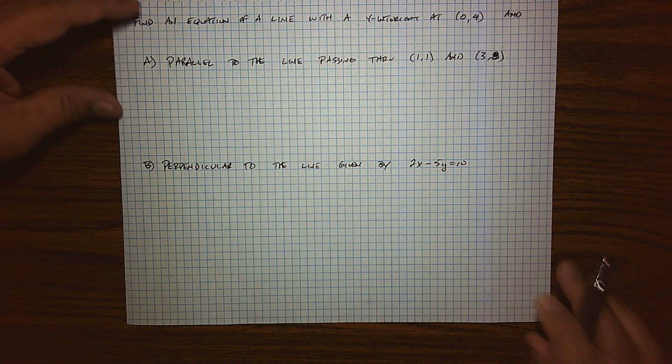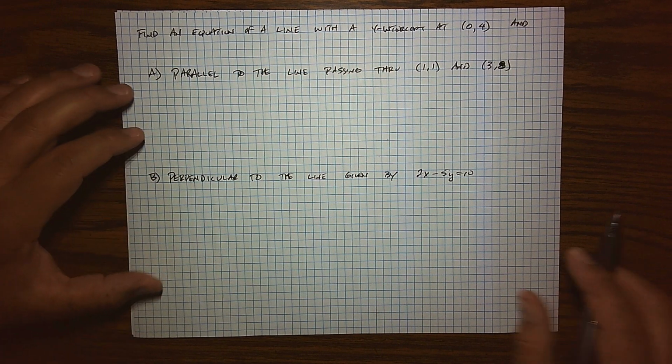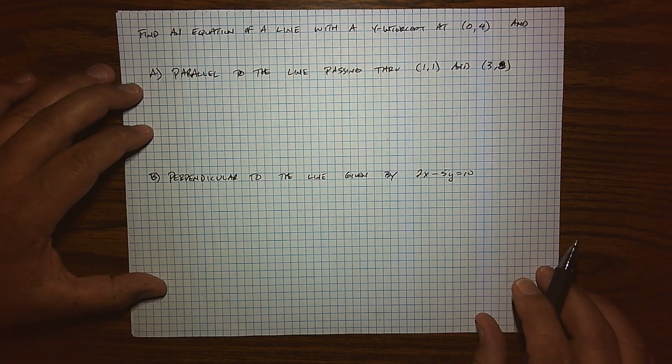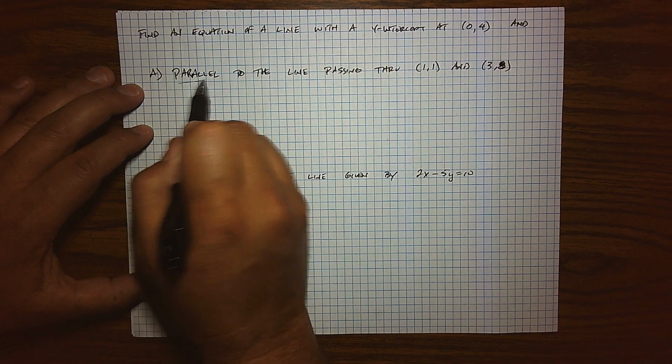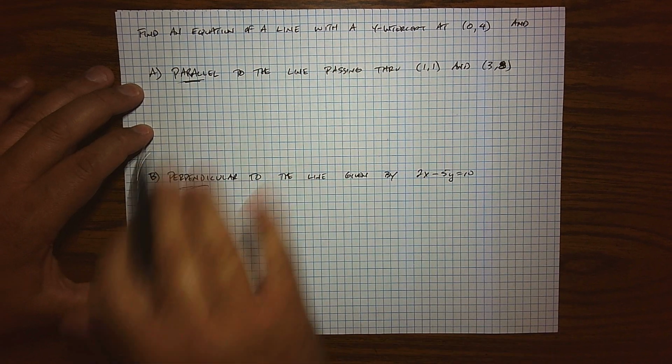Okay, so last topic for our review of Chapter 3. We're still trying to find equations of lines, but I'm adding a little bit more complexity because we're now introducing ourselves to this concept of parallel and perpendicular. So before we do anything else, let's talk about that first.